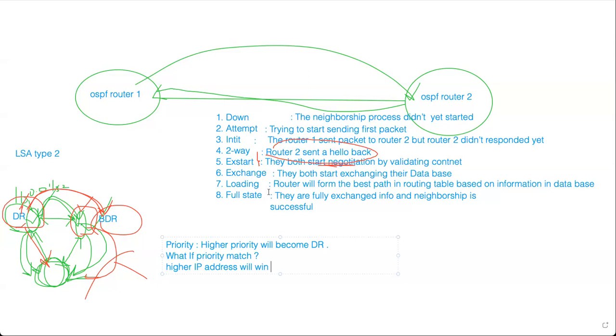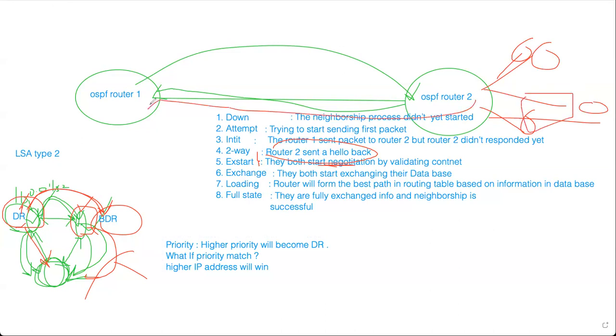So let's talk about the exchange state. In the exchange state, they both start exchanging their databases, meaning, let's say this router has other router connections, other server connections, something like that, right? Maybe a switch connected here. So it shares its database to its neighbor, and similarly, this router will share its database to this neighbor. So in the exchange state, they start exchanging the databases.